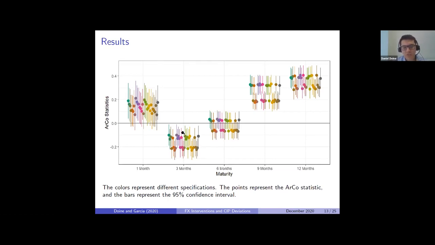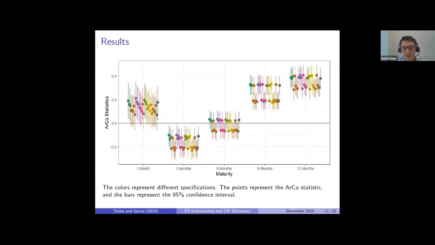95% confidence interval. And what we see is on the shorter maturity, here in 1 month, we don't see a strong result, right? Of course, each color represents the specifications we are working with. So this is why we have almost the same value here. For the shorter maturities, we do not see strong results, okay? And actually in the 3-month maturity, we see some decrease of the CIP deviation. But when we look at the larger maturities, we see consistent results showing that the observed was higher than the counterfactual. So if we didn't have this program, the CIP deviation could be lower, right?